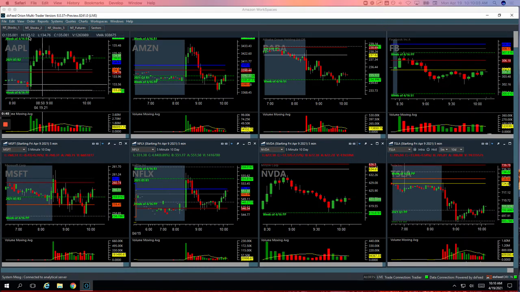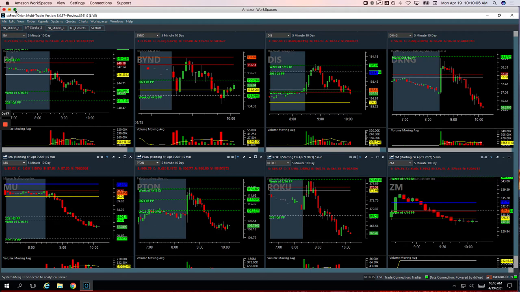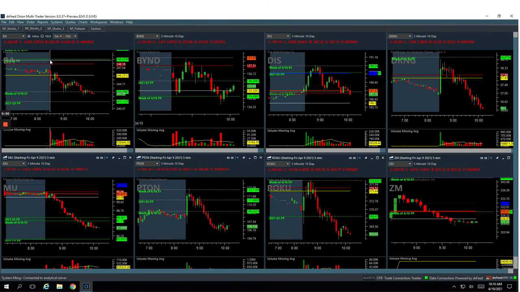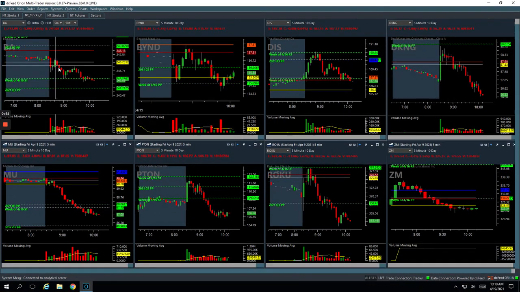Starting with the Mighty 90s in Boeing. So in Boeing, had this nice flush lower right into a key level, nice spike in volume, got long right here and caught this little bounce in Boeing for plus 150.